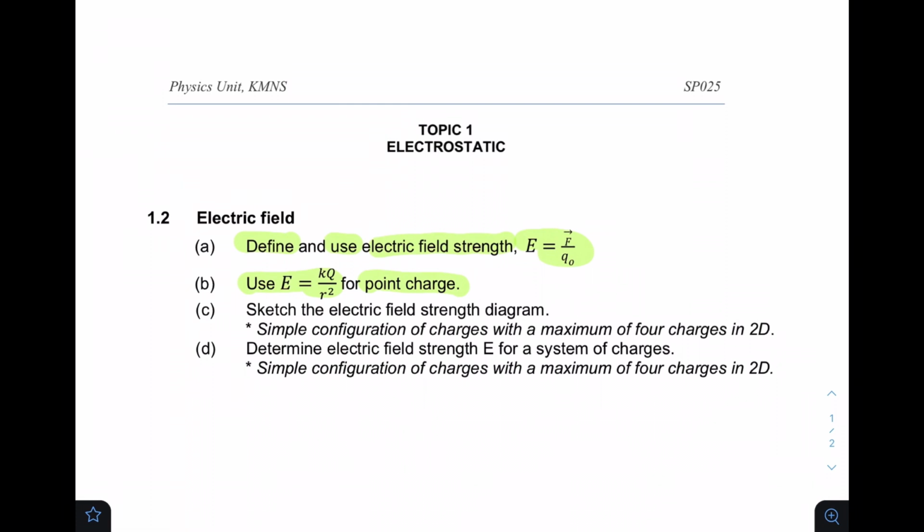C, sketch the electric field strength diagram for simple configurations of charge with a maximum of 4 charges in 2D. And D, determine the electric field strength E for a system of charges, again for simple configurations of charge with a maximum of 4 charges in 2D.